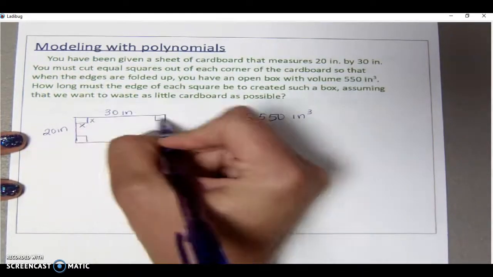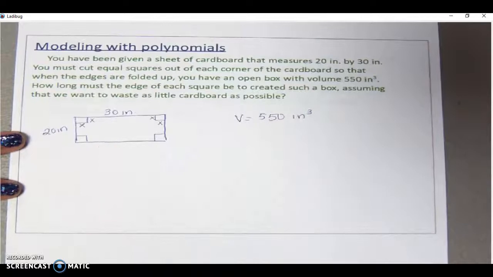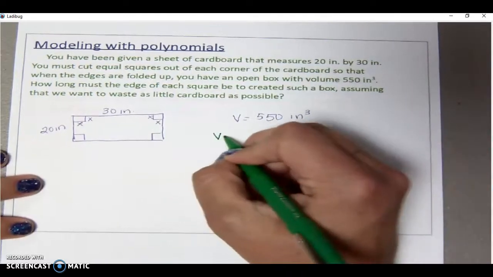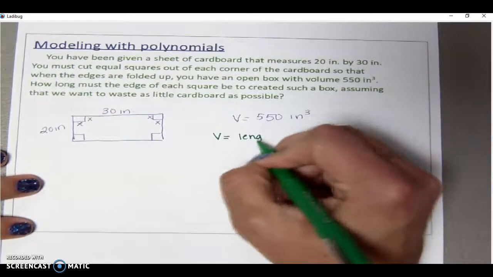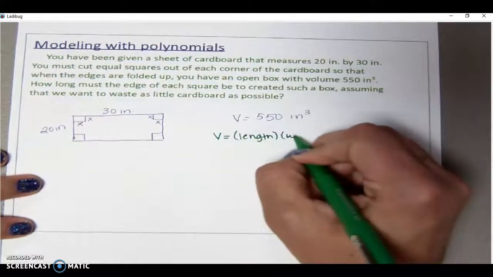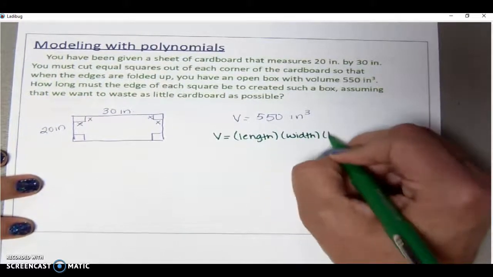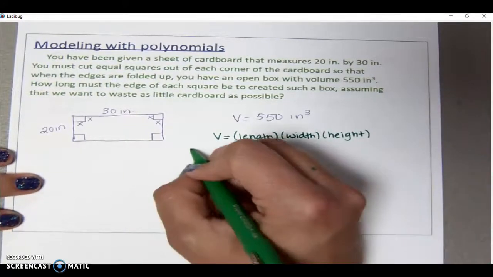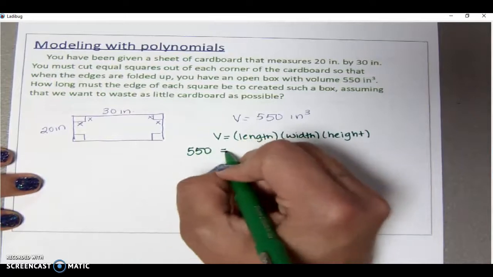So we're trying to figure out how big these squares are going to be, or what the length of them is going to be. Okay, so because we're making a box here, the volume is going to be length times width times the height of the box. We know that the volume is 550.